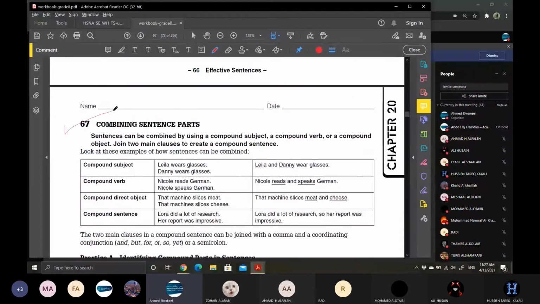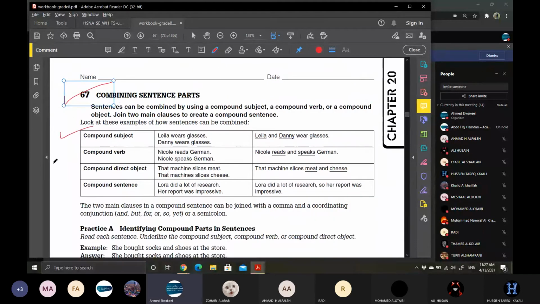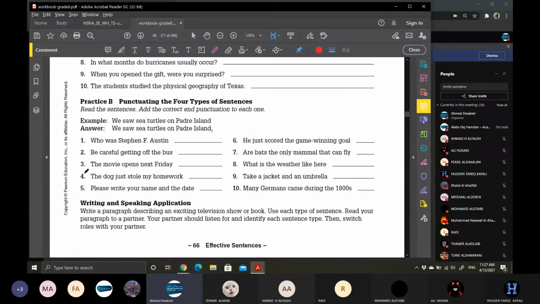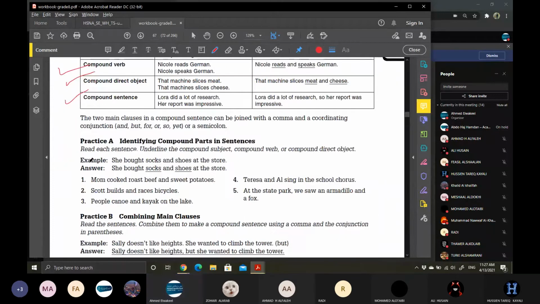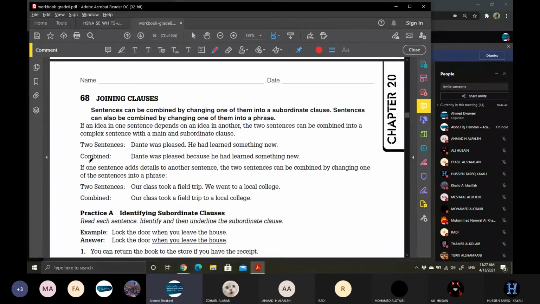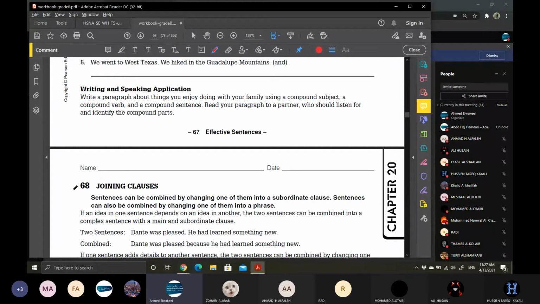And to combine the parts of the sentence, simply you can have a compound subject, compound verb, compound direct object, or even a compound sentence, which has two independent clauses. I think that's going to be it for the exam.